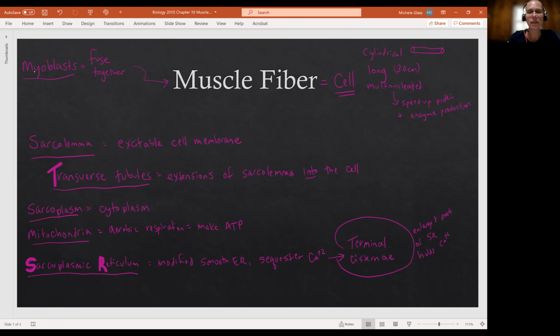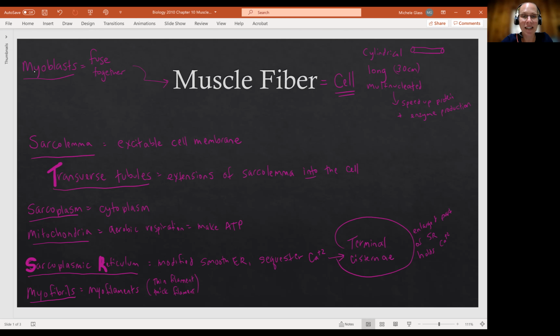We'll also see that the muscle fiber is full of what are called myofibrils. Myofibrils are going to be containing myofilaments. The myofilaments here we're going to call thin filaments. And we're going to call them thick filaments. So myofibril is composed of myofilaments.